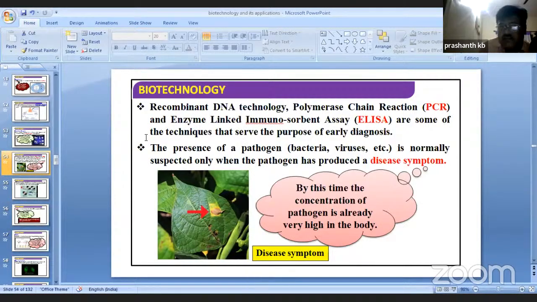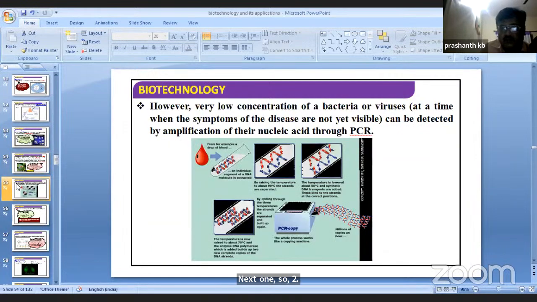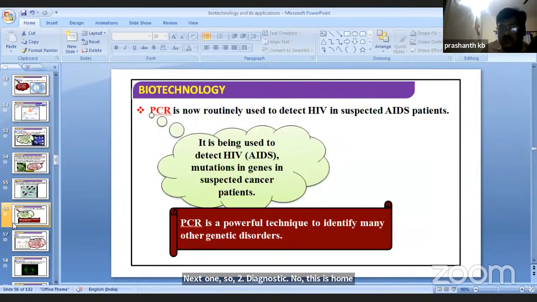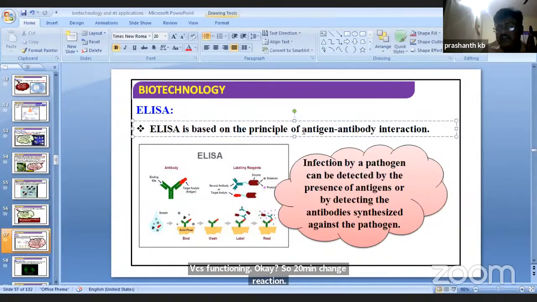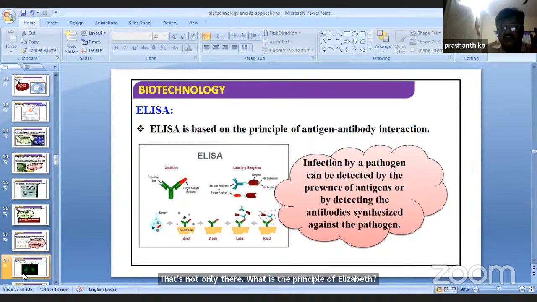So 2 diagnostic techniques, ELISA and PCR. Okay. Now this is how PCR functions. So much depth is not given. Polymerase chain reaction, probe based. ELISA, antigen and antibody. This word is very, very important. That much only there. What is the principle of ELISA? It is based on antigen and antibody reaction.